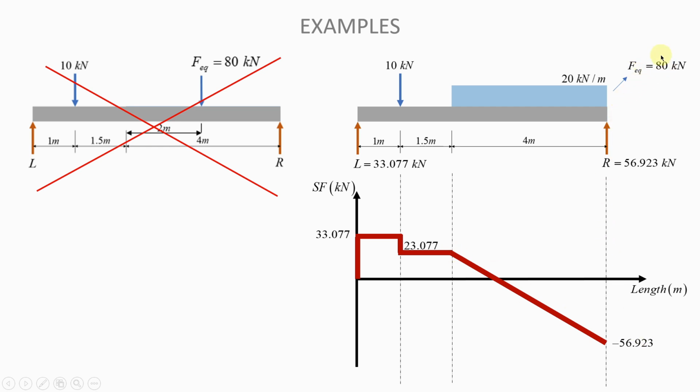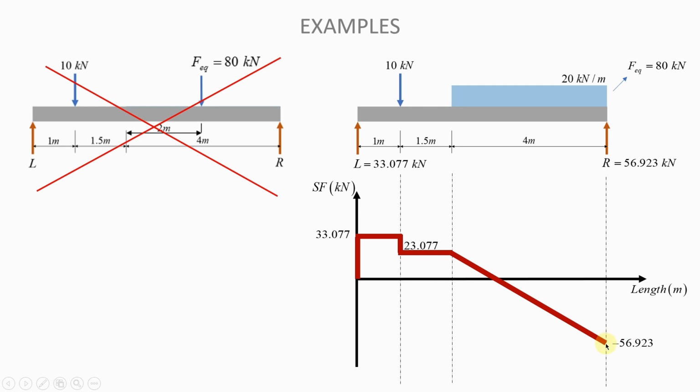Okay. And so why do we go down by 80? Because that is the equivalent force to the UDL. It's 80 kilonewtons. And the UDL is pressing down on the beam, okay? So that is why we go down. We were at 23.077. We need to go down by 80 by the time we've reached the end of the UDL. The end of the UDL is here. So by the time we come here, we must have gone down by 80 from where we were. We were at 23.077. Going down by 80, we will reach minus 56.923.